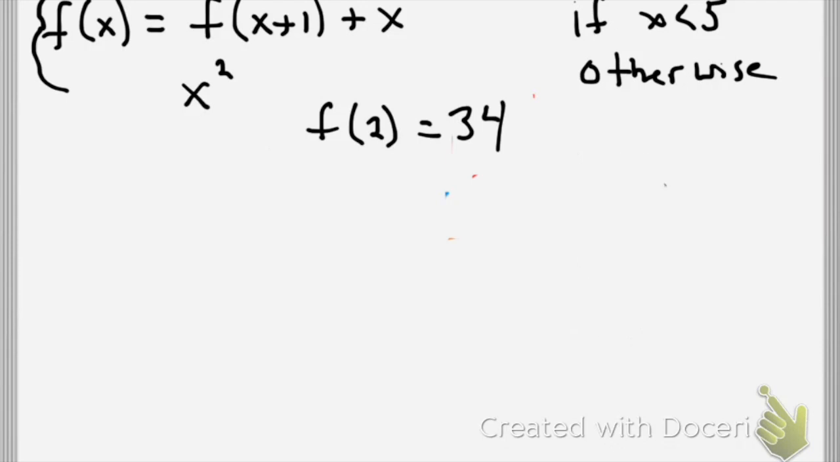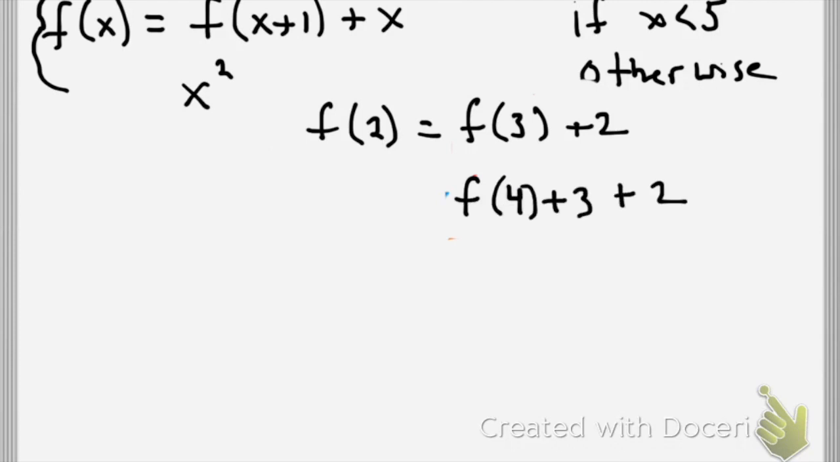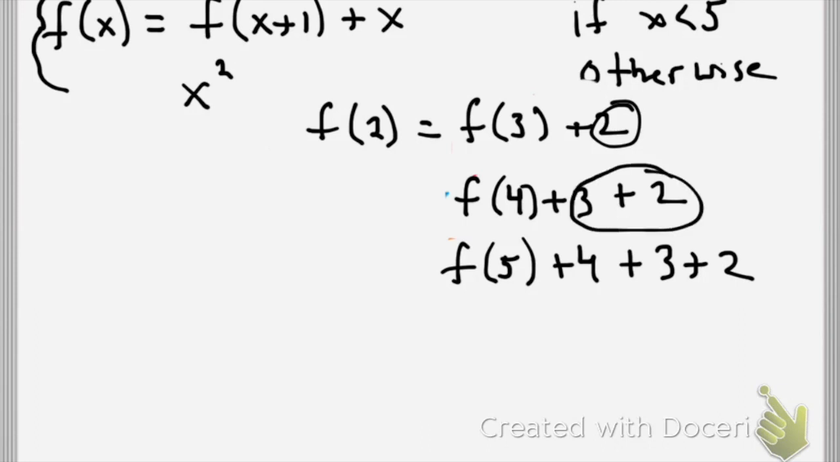A lot of times if you're just doing the math, this is what you'll write, so I'm going to do this a little bit quicker here. So f of 2 would be equal to f of 3 plus 2. And then we're just going to bring that 2 down for the next one. So f of 3 will be f of 4 plus 3, and then bring the 2 down. That way we don't have to go down and back up. f of 4 would be f of 5 plus 4 plus 3 plus 2. This time you're bringing both of those down.